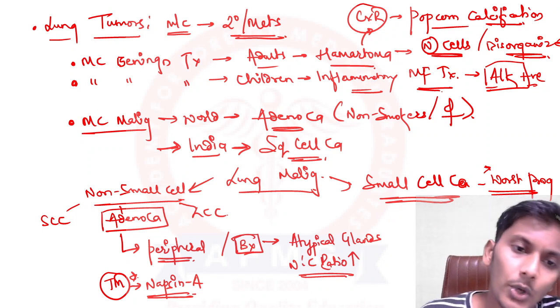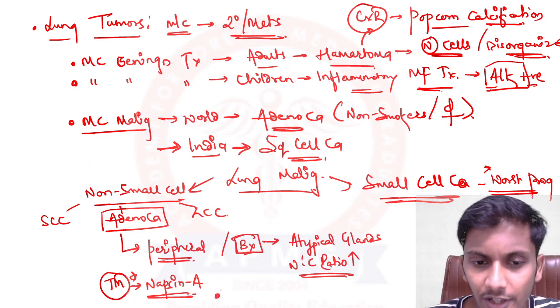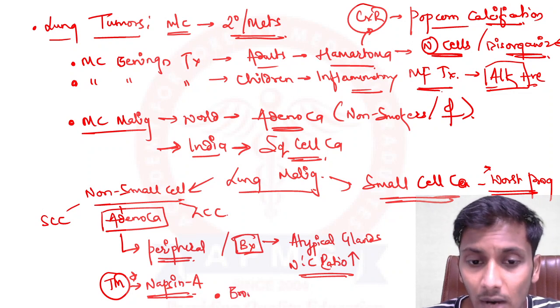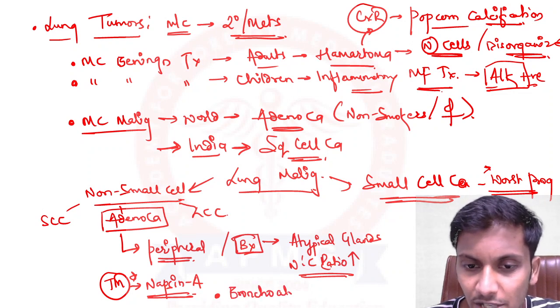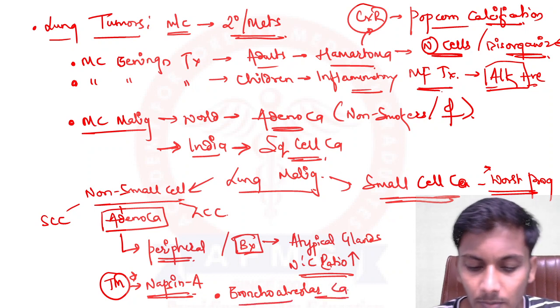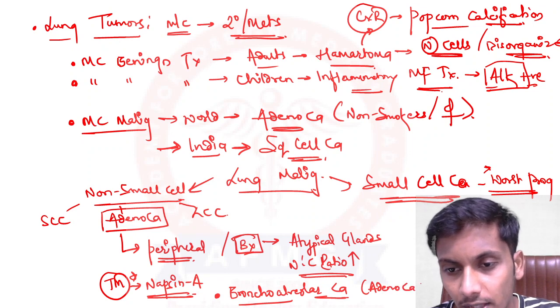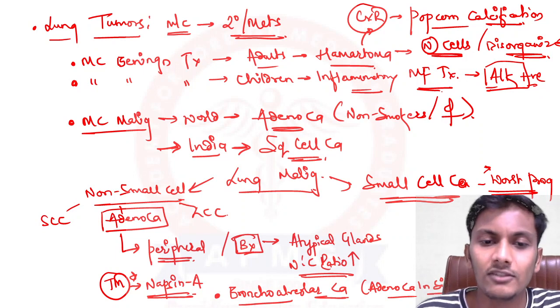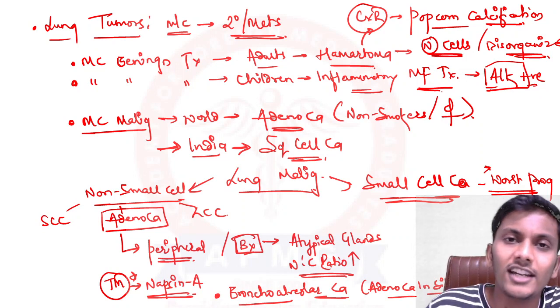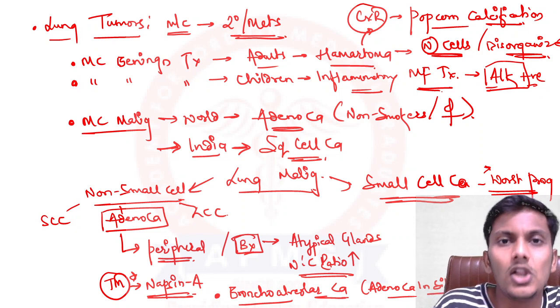Now we will also discuss a special type of adenocarcinoma, and that is bronchoalveolar carcinoma. It is also known as adenocarcinoma in situ. Why is it known as adenocarcinoma in situ? Please remember, it is a non-invasive adenocarcinoma. It does not invade any of the further layers. It only affects the mucosa, and it grows along the mucosa.